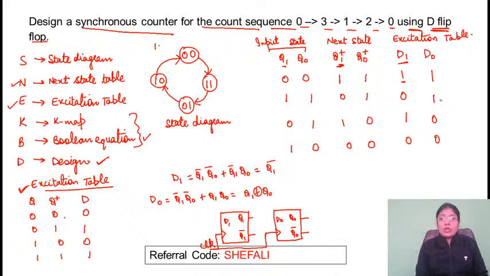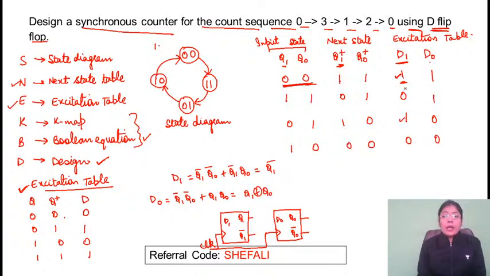Please explain D0. Is the problem in the excitation table or in the equation? For D1, I'm writing the equation using SOP form. So in SOP, what do we focus on? We are focusing on 1. Where is 1 coming for D1? At these 2 positions. So corresponding to this one, what was the input? It was 0, 0. In SOP form, if it is 0, then it is representing the complemented variable. If it is 1, then it will be representing the uncomplemented variable.